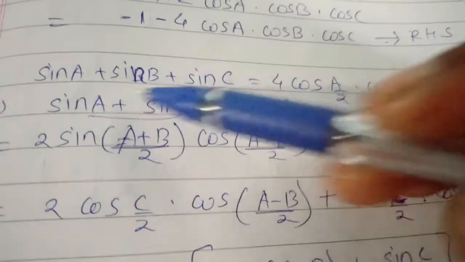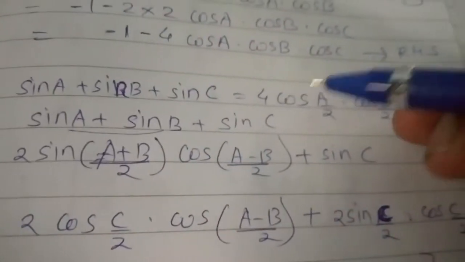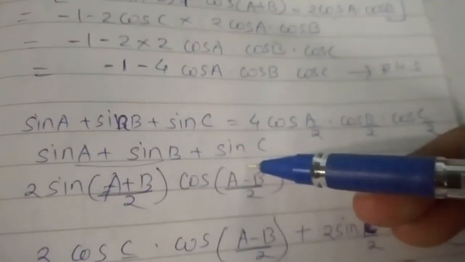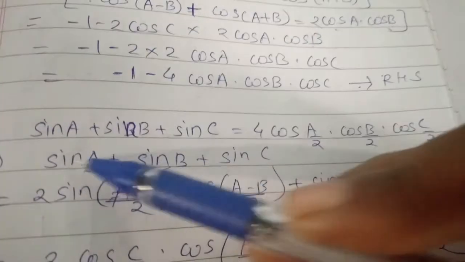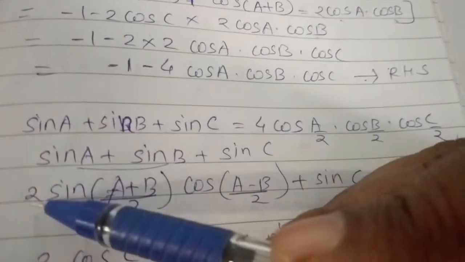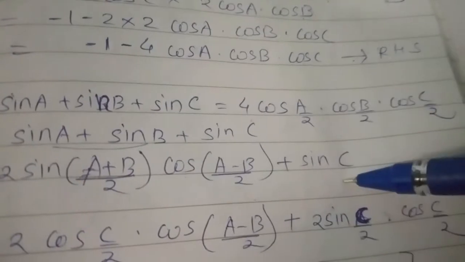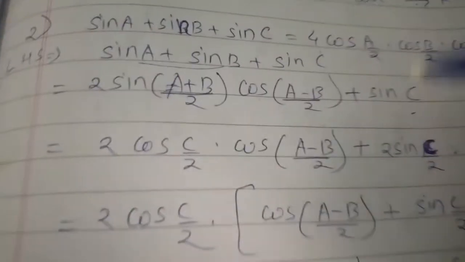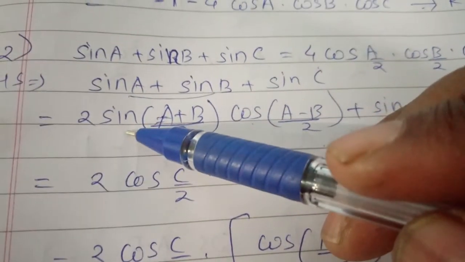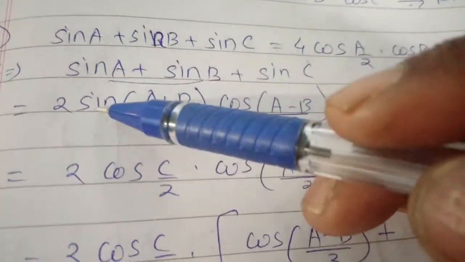Now the next example, example number 2: sin a + sin b + sin c equals 4 cos(a/2) cos(b/2) cos(c/2). So the LHS is sin a + sin b + sin c. First we apply the formula for these two, sin a + sin b: 2 sin((a+b)/2) cos((a−b)/2), and sin c is as it is. Now applying the triangle formula, that is 2 sin((a+b)/2).